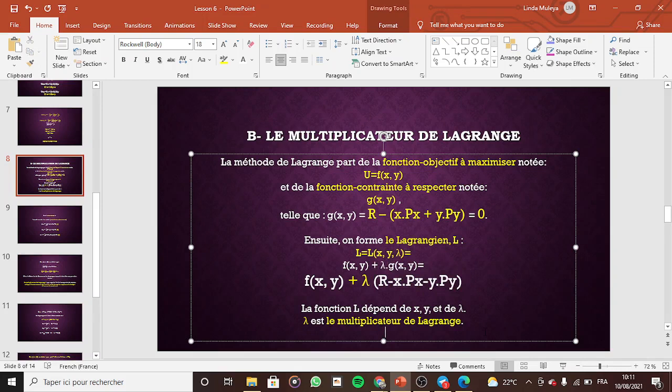So this next formula here expresses that idea. That formula is g of x and y, which is equal to r minus x multiplied by price of x minus y multiplied by the price of y, which at the end of the day gives you 0. And once multiplied by Lagrange also gives you 0, as was mentioned before. But we won't take note of that because what we want is to differentiate this formula.